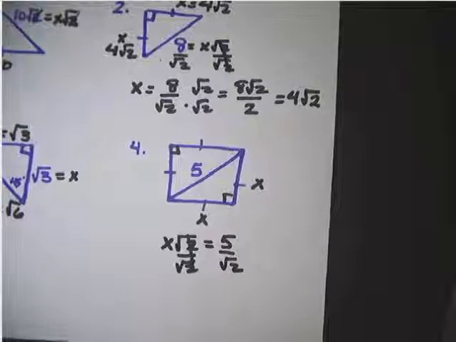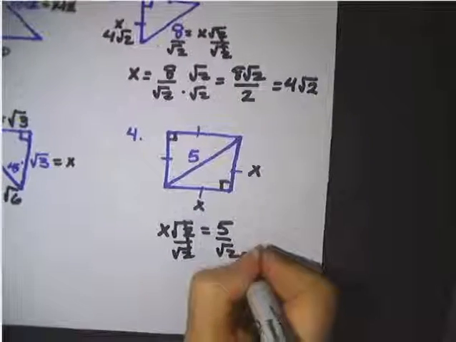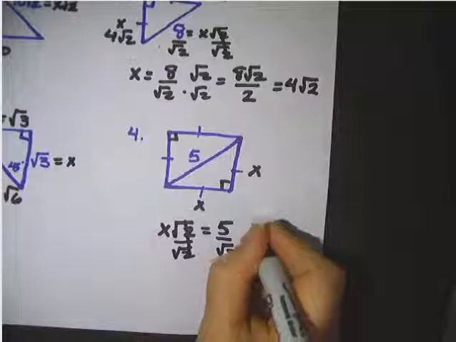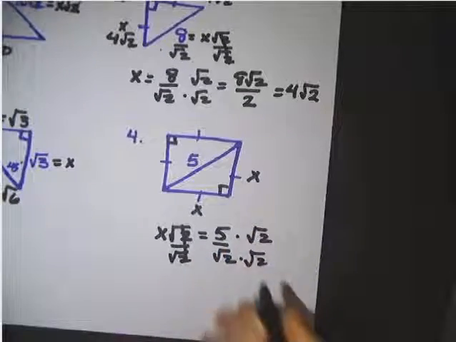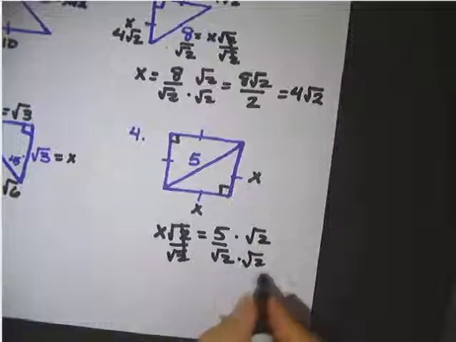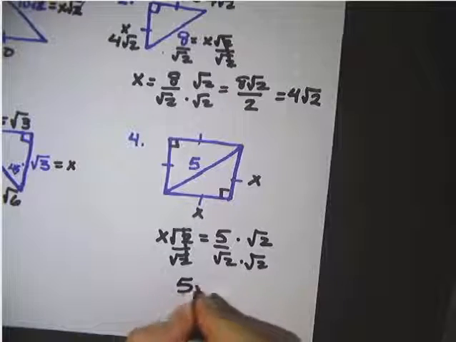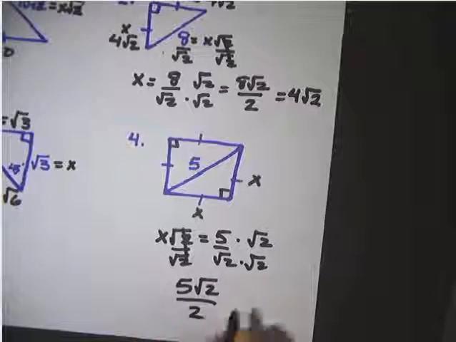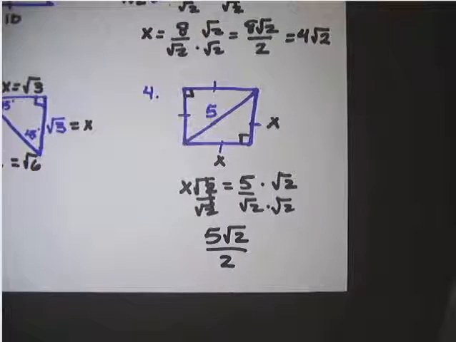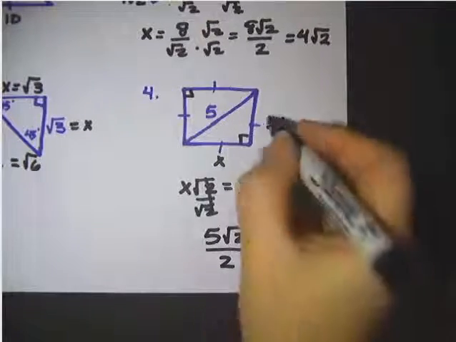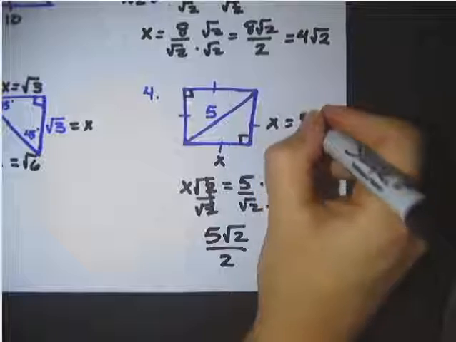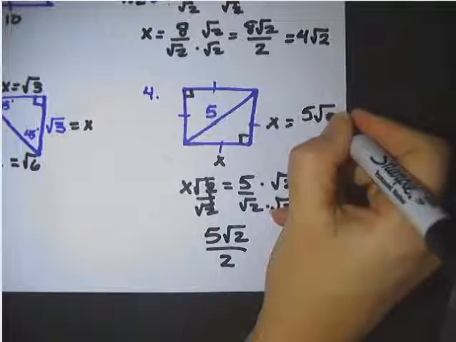But of course we have to rationalize. And we end up with 5 root 2 over 2. Now see if you can simplify the fraction, but of course we cannot simplify 5 over 2. So what have we just found? We have found all 4 sides of the square, each 5 root 2 over 2.